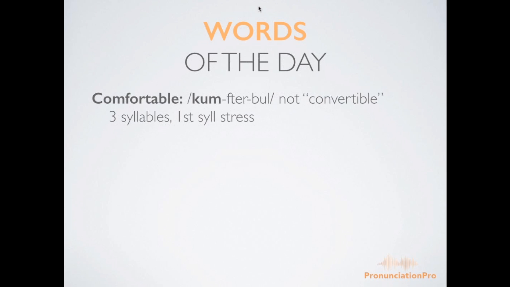Comfortable. That F to the T is kind of awkward. What I was noticing today, as one of my students was saying "comfortable," is that it sounds like "convertible," like a convertible car where the top comes down. And we don't want to confuse those two. Comfortable has 3 syllables. It's first syllable stress, and it's reduced down to those 3 syllables.